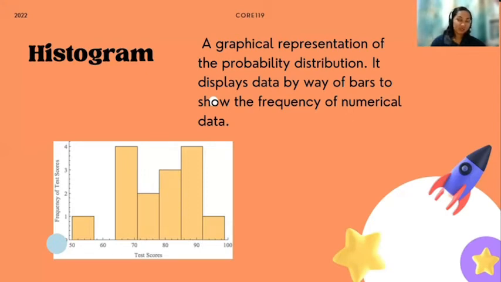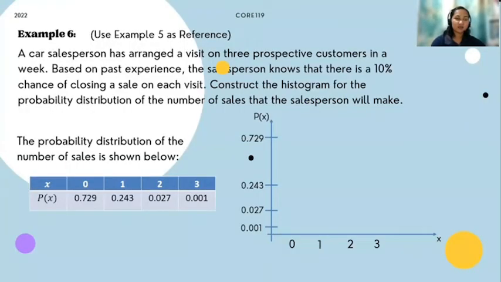In terms of the elements that we can find here, for the x-axis, we put all the x values assigned to the random variable. And for the y-axis, we can include the frequency or the probability of the random variables. So let's say, for example, example number 6, in reference with example 5. We are asked to construct a histogram for the probability distribution, and we were able to construct the probability distribution already in example 5.